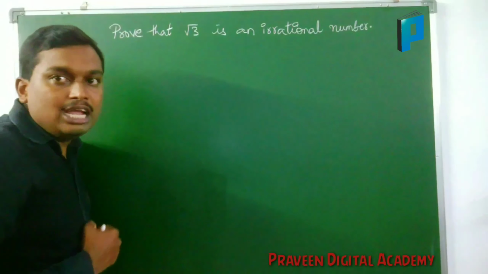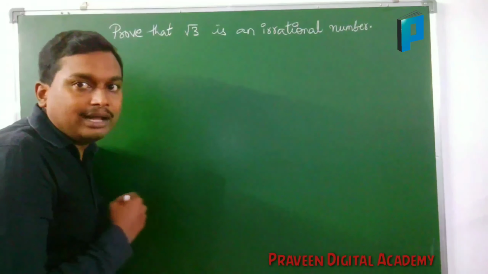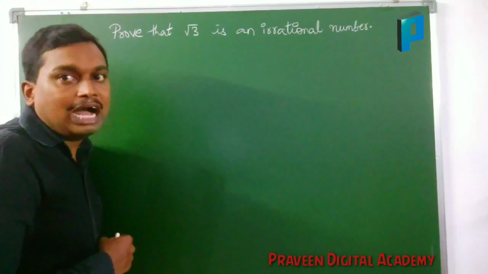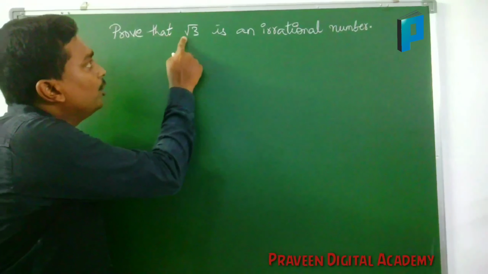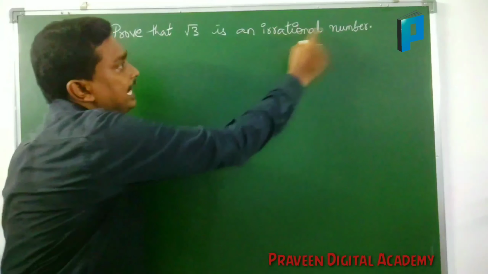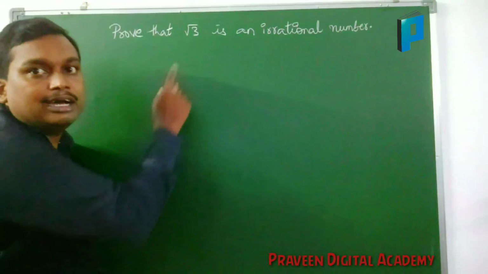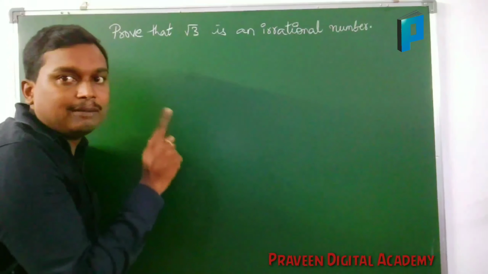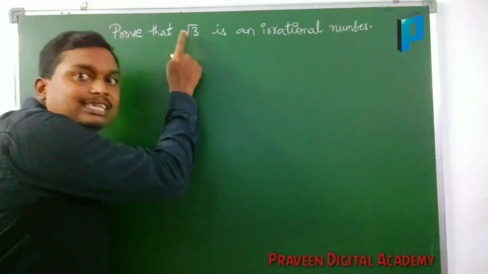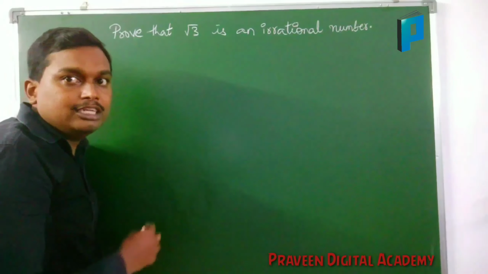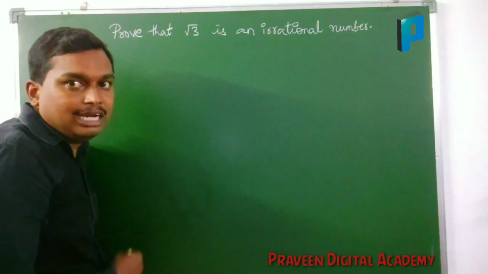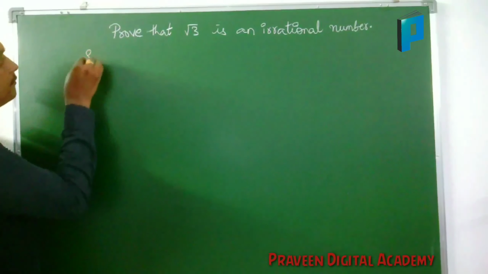Here in model 3, we will have one number, and that number will have a root. Here the question is: prove that root 3 is an irrational number. Root 3 is the only number we have, and that number has a root. So this comes under model 3. How to solve this model 3? Let us see now. Solution.